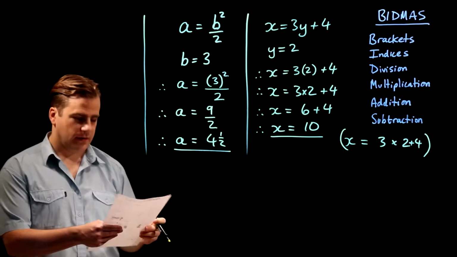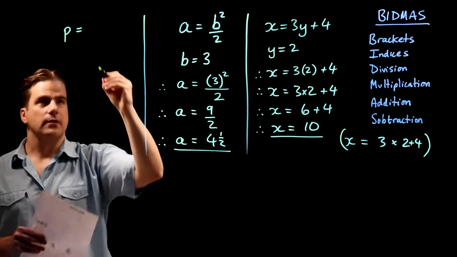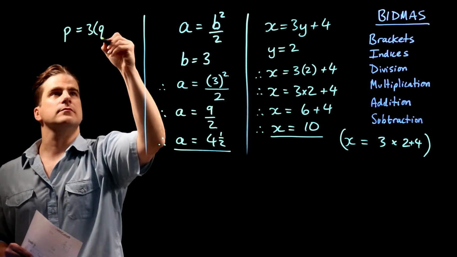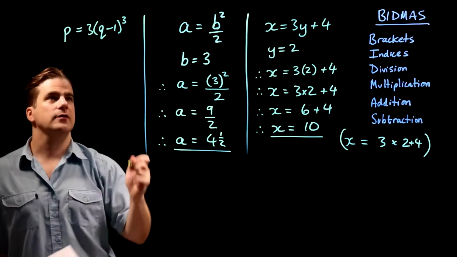Right, let's do another. Let's do P equals 3 times q minus 1 cubed, when q is 5.